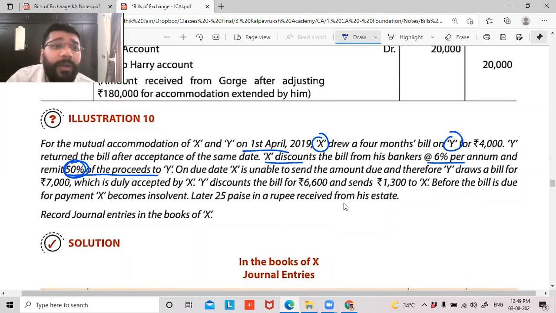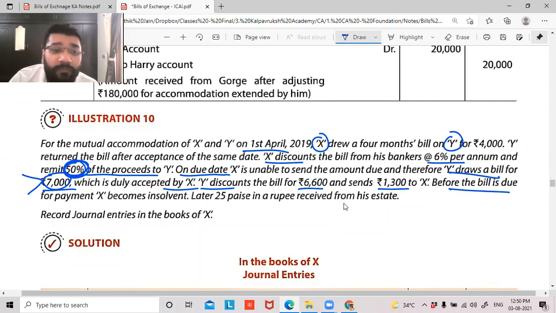Now if you read the subsequent line, it says that on the due date, X was unable to make the payment to Y. So therefore, Y drew a bill for 7,000 rupees, which was accepted by X. In the 7,000 rupees also, the same ratio of 50% will be applied for distribution of discounting charges. Y got the bill discounted for 6,600 and sends 1,300 to X.